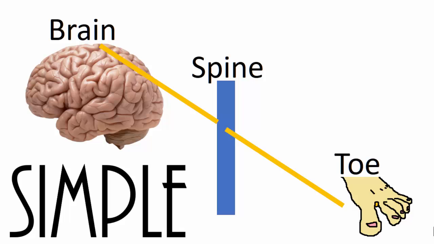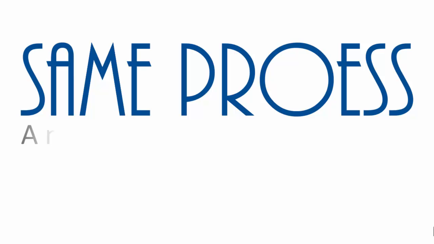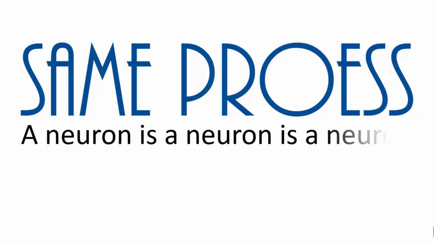In a more complex example, a photoreceptor in your eye triggers a neuron, which triggers a bipolar neuron, which triggers a ganglion tract neuron, which triggers the LGN, which triggers another neuron, which triggers a receptor in the back of your head. But the process is the same.